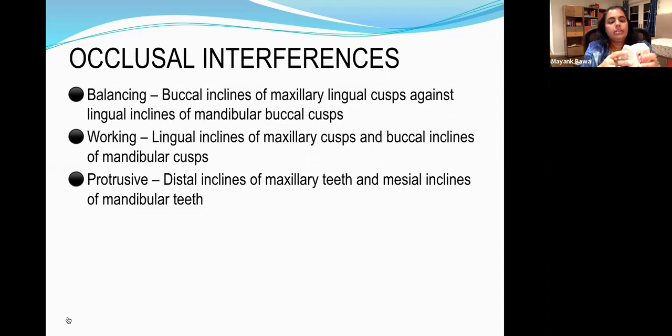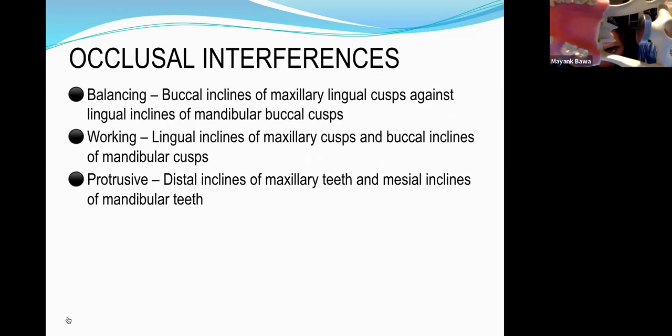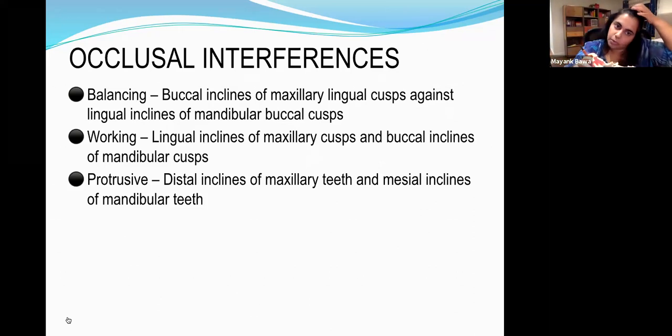And then on the working side, it's the opposite. I don't know if you can see the markings again. So yeah, I can see now. So the lingual inclines of the maxillary buccal cusps and the buccal inclines of the mandibular cusps. The buccal inclines of the mandibular cusps are the working interferences.